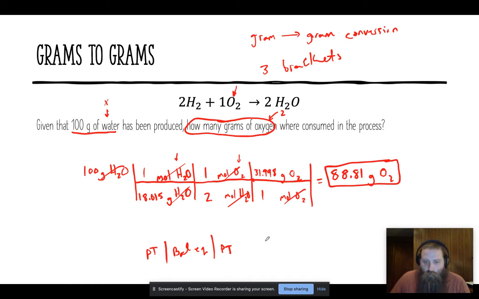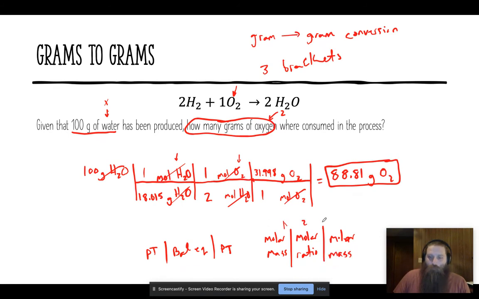Another way you could think about it is molar mass, then molar ratio, and then another molar mass. Obviously, moles are important here. So 1, 2, 3. 1, 2, 3. So here's where I get my info, right? Info comes from here. Here's really what we're doing, and there is bracket 1, bracket 2, and bracket 3.